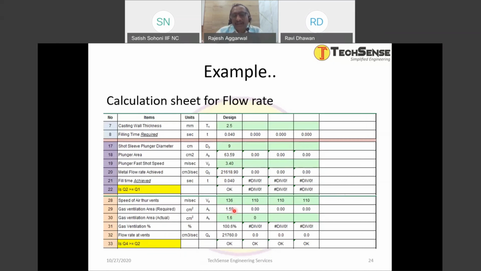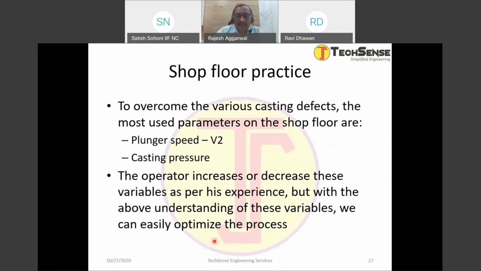Correct? So you cannot increase the venting area on the machine when the die is already there, but you are increasing the speed. You are increasing the flow rate achieved, right? But the venting is the same, so it will not be able to achieve good ventilation. Means what? Some of the air may still get entrapped inside the casting, which may again lead to other defects.